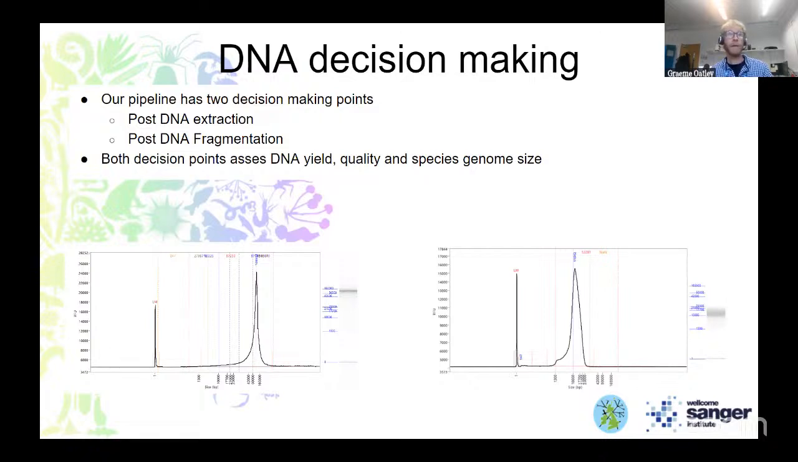Our decision-making pipeline has two decision points. The first is post-DNA extraction, and the second is post-DNA fragmentation, with both decision points assessing DNA yield, quality, and species genome size. On the left here, we have an example of a DNA extraction with a nice high molecular weight peak of DNA. And on the right, we have DNA that's been fragmented into a good-looking peak for PacBio HiFi sequencing.